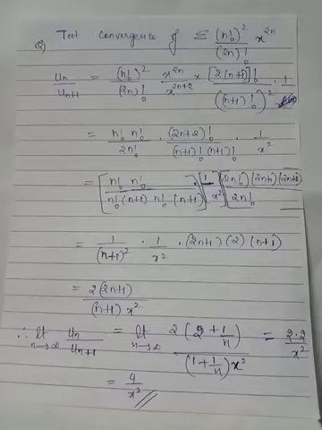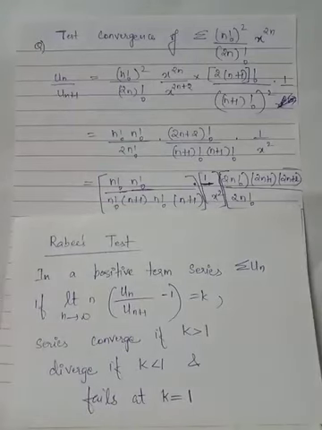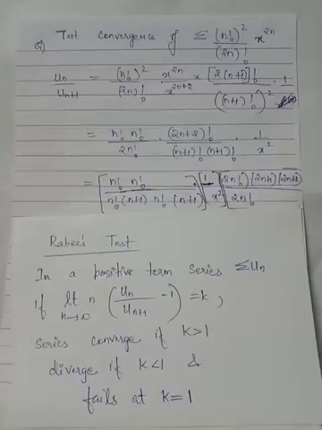In Raabe's test, we shall require the un by un plus 1 ratio. Raabe's test says: if you have a positive term series summation un and you have to check the convergence or behavior of the series, then you have to evaluate the limit as n tends to infinity of n times (un by un plus 1 minus 1). If the limiting value k is greater than 1, then you shall conclude that the given positive series is convergent. If the limit k is less than 1, you will conclude that the given series is divergent. At k equals 1, this test is a failure, so you have to depend on some other test like the limit comparison test.